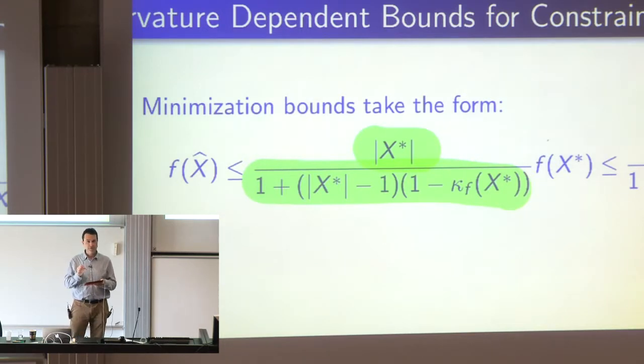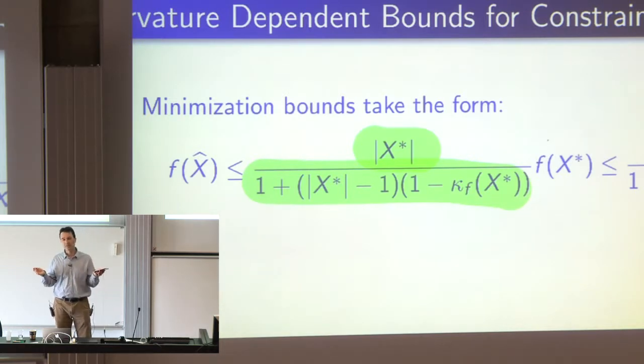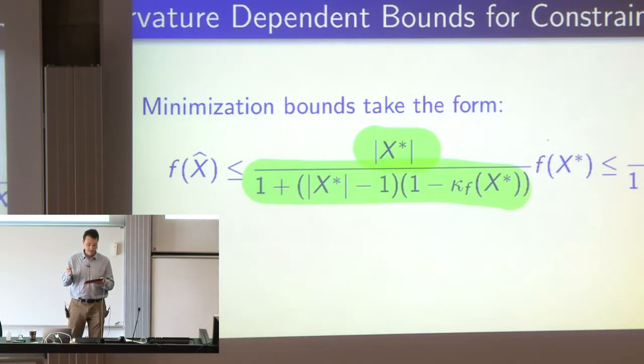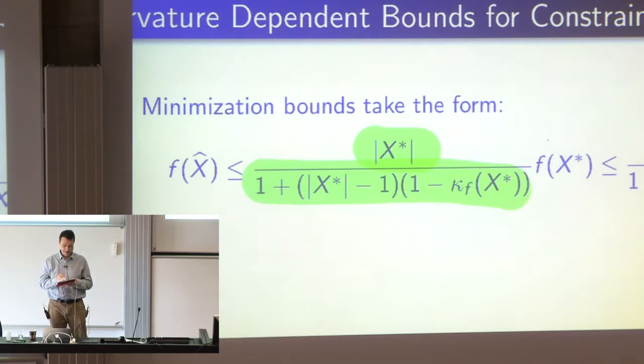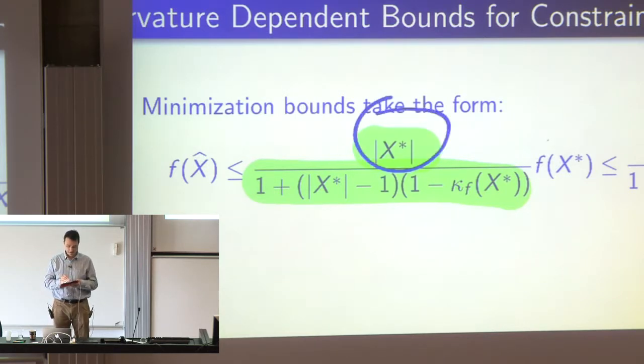But as soon as the curvature is 1, then the bound becomes pointless. But if the curvature is somewhere in between, then eventually, as the size of the optimal solution gets bigger and bigger, the bound approaches a constant, because you've got the size of the optimal solution both in the numerator and in the denominator.